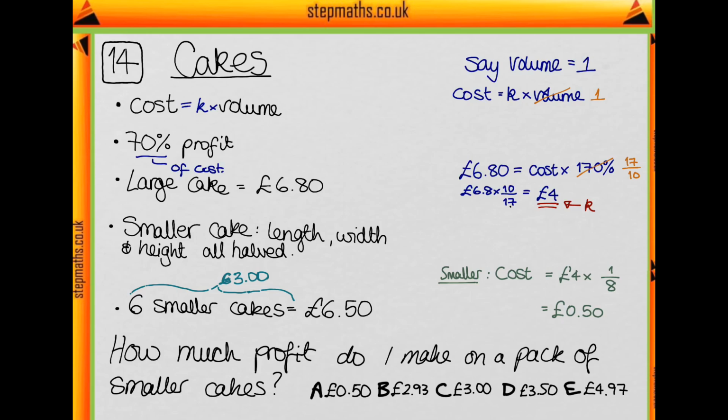Which means that the amount of profit is just the total price, which is £6.50, minus the amount it costs to make them, £3, so £3.50. So the answer is D.